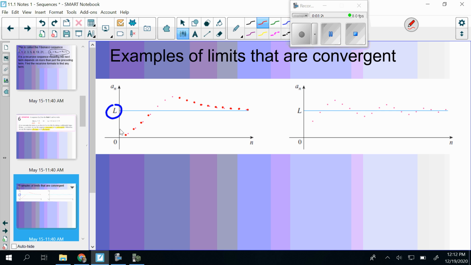Here's an example of another one. Although this one oscillates, meaning it goes up and down, these oscillations get lower and lower, and eventually they are again approaching that same value L. So both of these would be convergent.